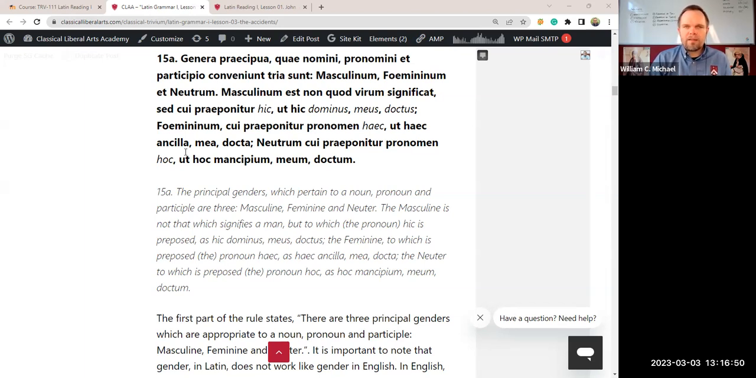So we've got masculine, which normally refers to male animals. We've got feminine, which refers to female animals. And then we've got the 3rd gender, which is called neuter. And the word neuter in Latin just means neither. So it's neither male nor female, neither masculine nor feminine. These are called the 3 principal genders, and you can see this in the rule here. There are 3 main genders, and it's good to compare this to colors to make it really clear.